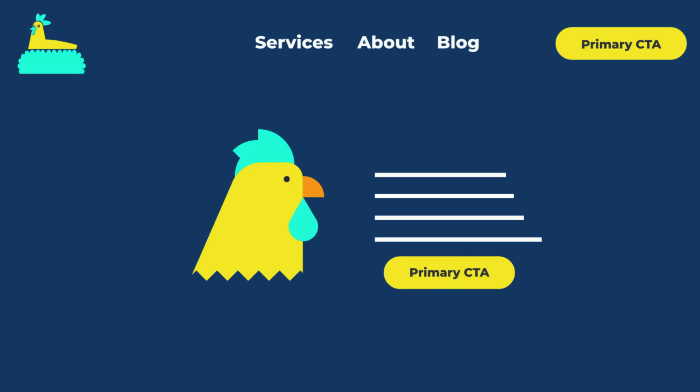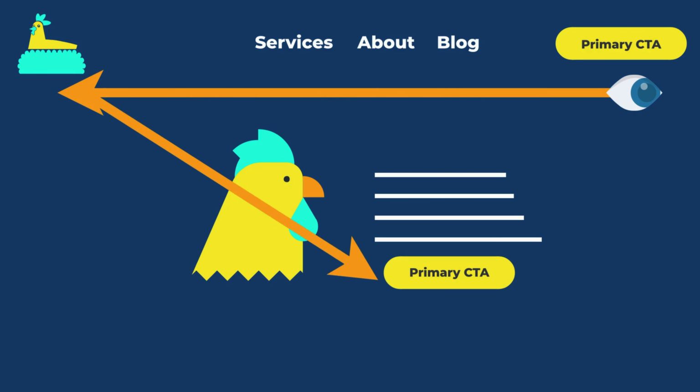Number 2, use a button at the top right of your website. Studies show that the first thing that our eyes are drawn to is the top right of a website. Then our eyes scroll left, and then they scroll to the middle.